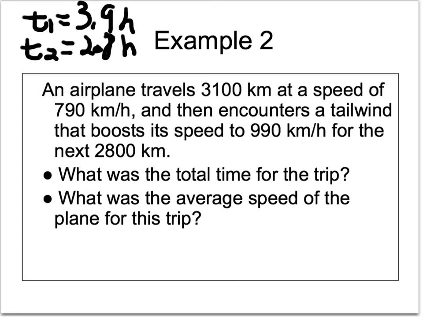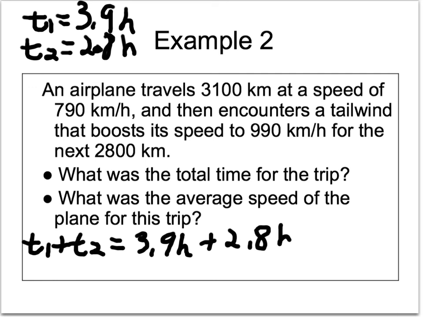Okay, so now to get my total time, I'll just add up these two times up here, T1 and T2, which is 3.9 hours plus 2.8 hours, and I get 6.7 hours. Alright, now we're going to calculate the average speed for the trip.